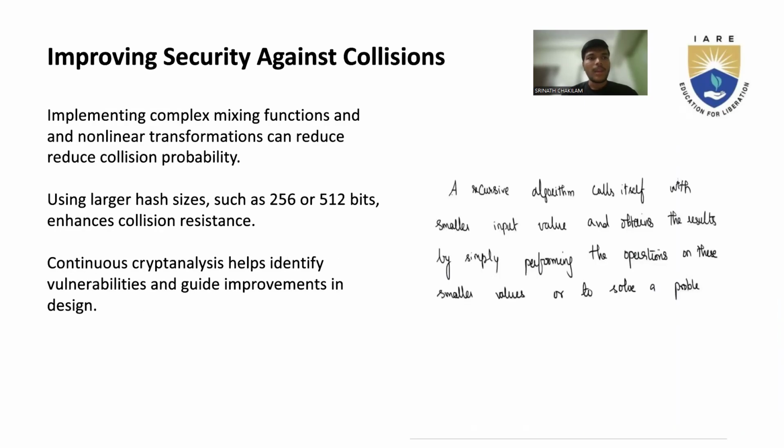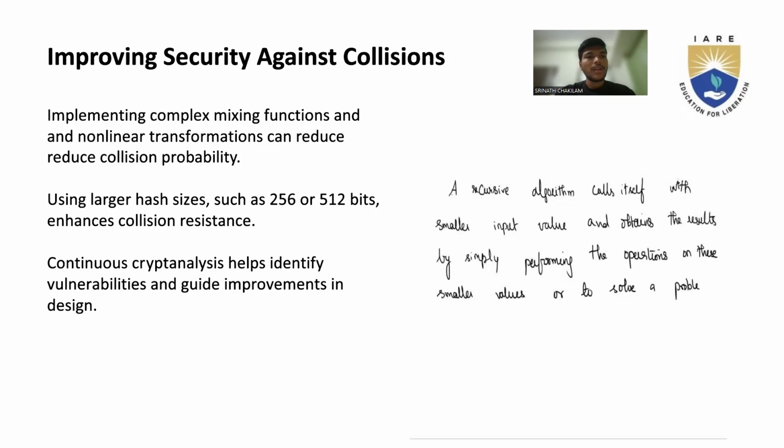Next one is improving security against collisions. Implementing complex mixing functions and nonlinear transformations can reduce collision probability. Using larger hash sizes such as 256 or 512 bits enhances collision resistance. And continuous cryptanalysis helps identify vulnerabilities and guide improvements in design.